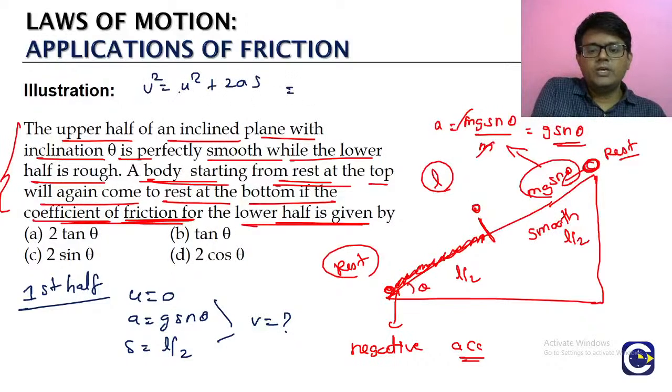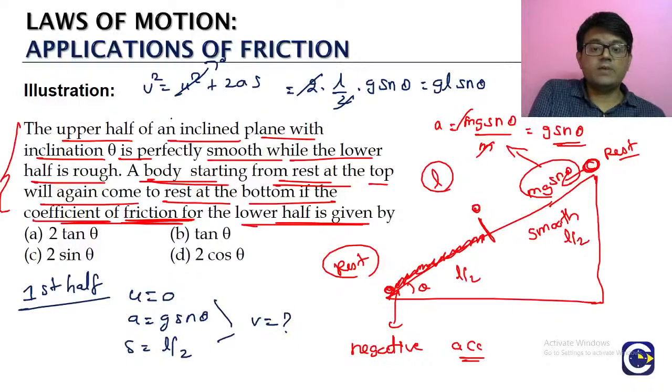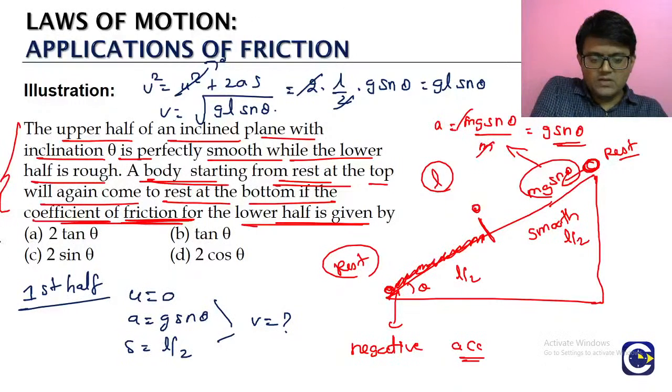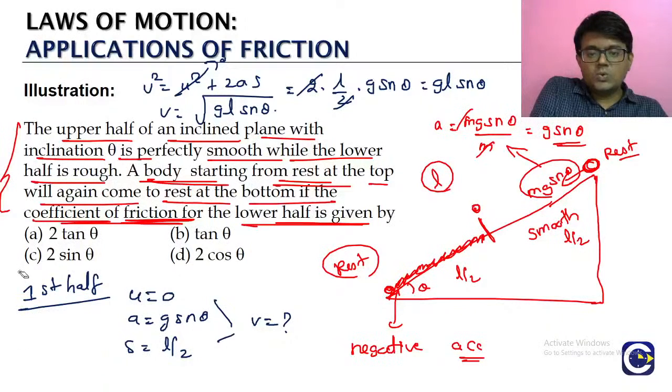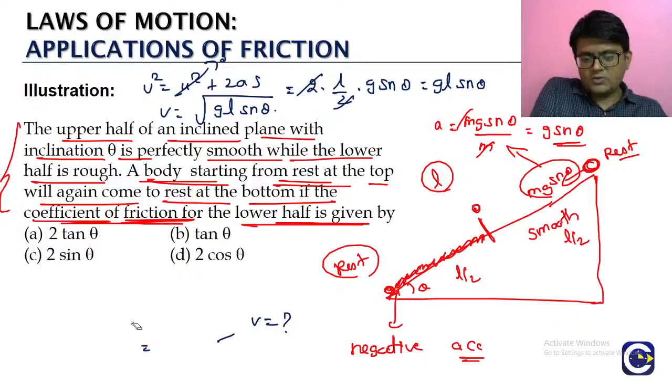This is the formula, right? U is here 0. So 2 into S, which is L by 2, into A, which is g sin theta. So the 2 is cancelled. That gives gL sin theta, that is V square, so V will be equal to root of gL sin theta. So by the end of the first part, the velocity that the object has is root gL sin theta. We are done with the first part. First part is over.